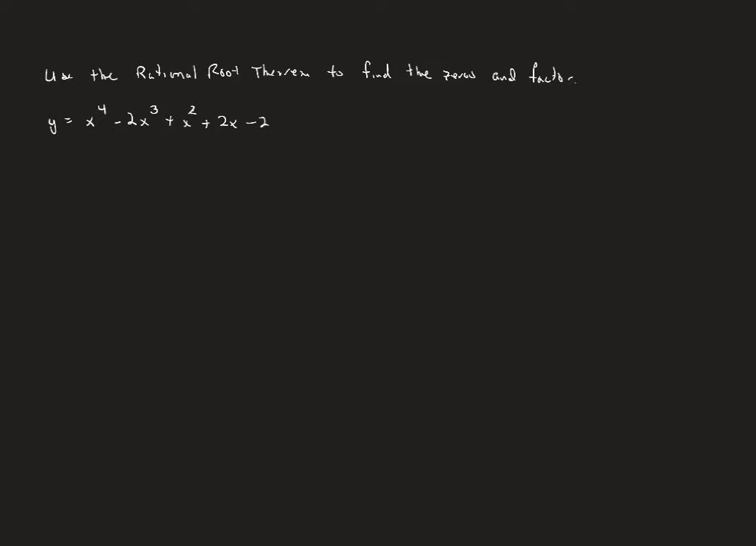So if you remember, to start the ball rolling here, we got to figure out what are our p's and q's. So p's are going to divide into the constant term evenly, and there's not a lot of choices there. Either 1 or 2 could be either positive or negative. And the q's are going to divide into the leading coefficient evenly. That's just plus or minus 1.